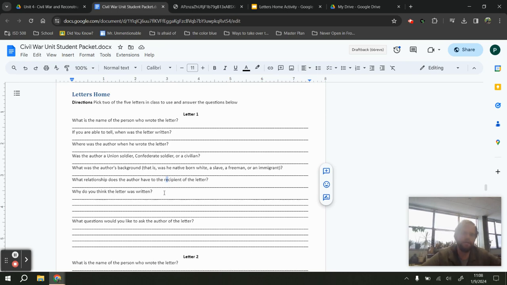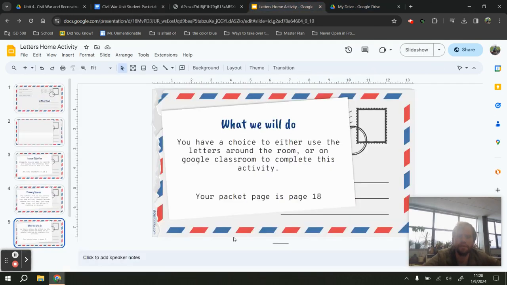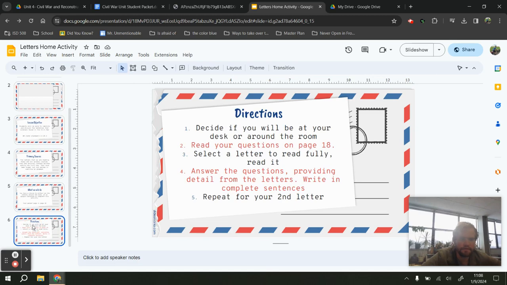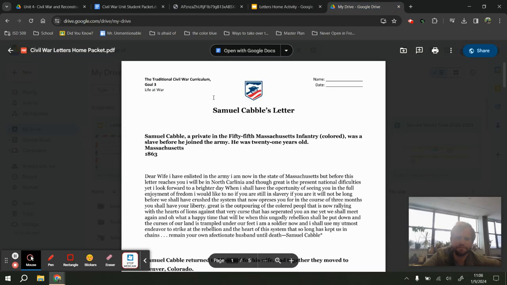Why was the letter written? And this I'll write in a complete sentence. And what questions would I ask the author of the letter? If I was to bring them back and say, hey, follow up, what would I ask them? This will be walking you through, and on yours it's 18 or 23. The pages can change each year. And here are our directions for those who are doing the in-class version, but I'm going to bounce right into my letters.